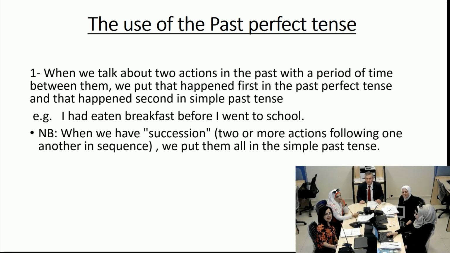Note, when we have succession, two or more actions following one another in sequence, we put them all in the simple past tense. Actually, this is why we say with a period of time between them. Because when there is no period of time between, when they happen one following another, it is called succession, and we put all in the simple past tense.